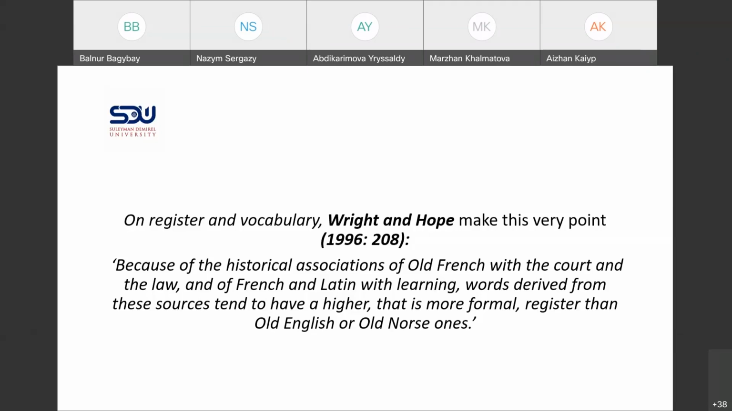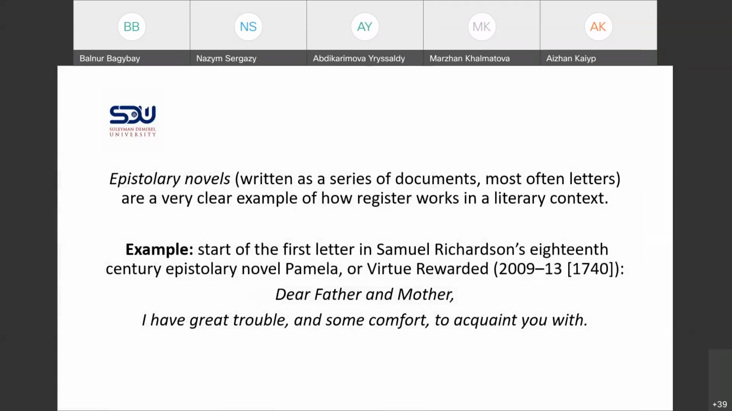That is quite an interesting thing, and that is why you should have a look at the etymology. Etymology is not only for funny stories about particular words, but it's also about identification of the style or register, as we say. And one more thing that I would like to highlight is that in that very statement by Pamela, "I have great trouble and some comfort to acquaint you with," it feels like the high formal register adds a historical flavor for readers living in the 21st century. When you read it, you will understand that the text is not a contemporary one. It's like a comparison.